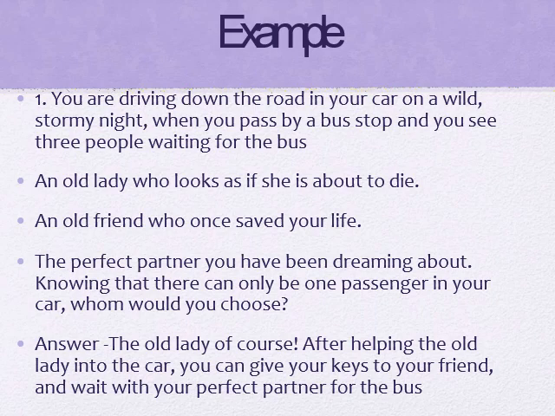Simple. People would think you'll choose the life partner. Some other people would think, hey, the old lady is about to die, let her die. They'll either consider the old friend or the perfect partner. But most people don't realize that if you help the old lady into your car, you can make your friend take the old lady to the hospital. You can wait for your perfect partner and spend time with them at the bus stop. So, ladies and gentlemen, this is a way that you think laterally.